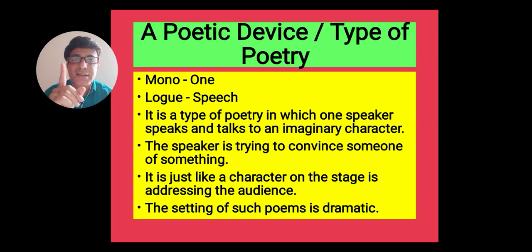The same kind of dramatic situations sometimes are created by the poets in their poetry. And to create such a dramatic situation in poetry, the poets use this device which is known as a dramatic monologue. In this dramatic monologue, the speaker is trying to convince someone about his own ideas, about his own views. You can imagine that a character is standing on the stage and he is addressing the audience, or maybe he is addressing an imaginary character.